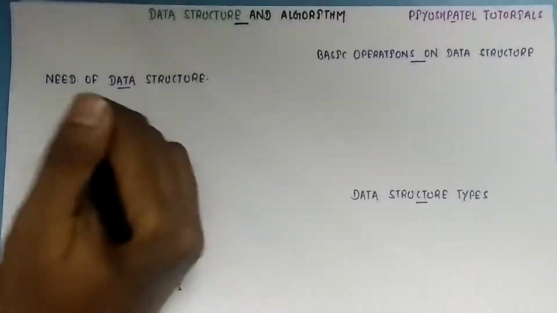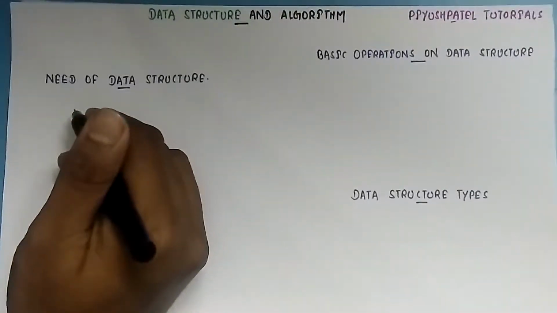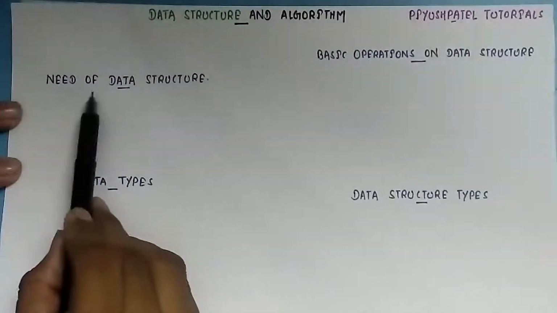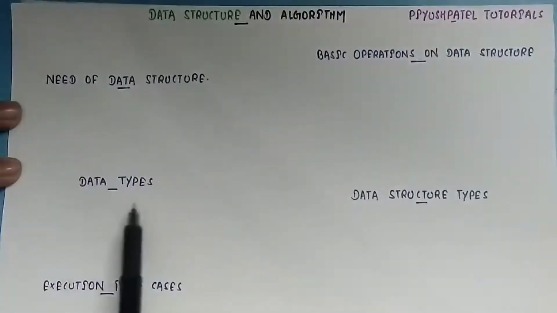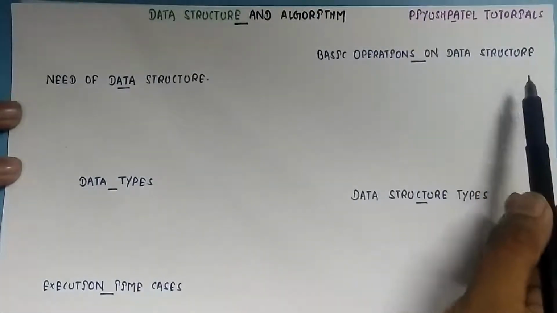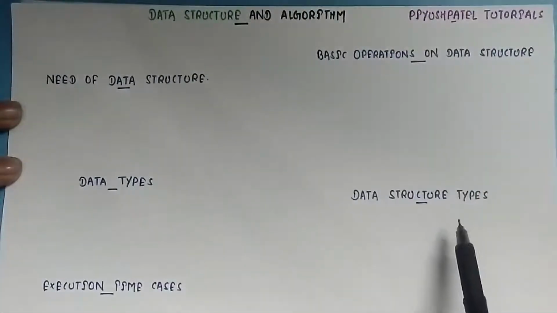So let's start with the actual definition of data structure. In this tutorial we will get to know about the need of data structure, data types, execution time cases, basic operations on data structure and data structure types.